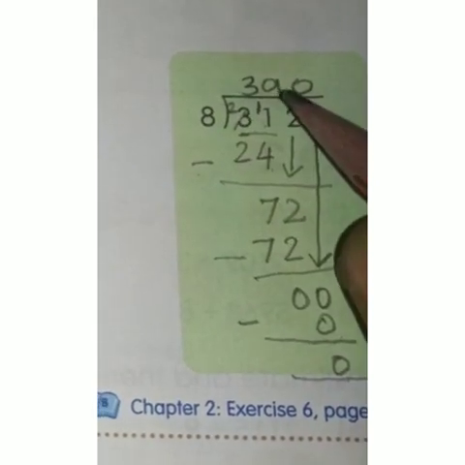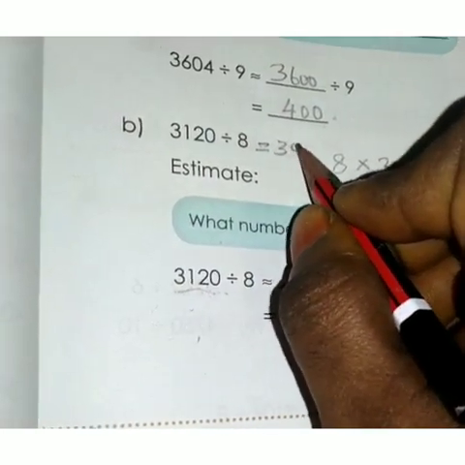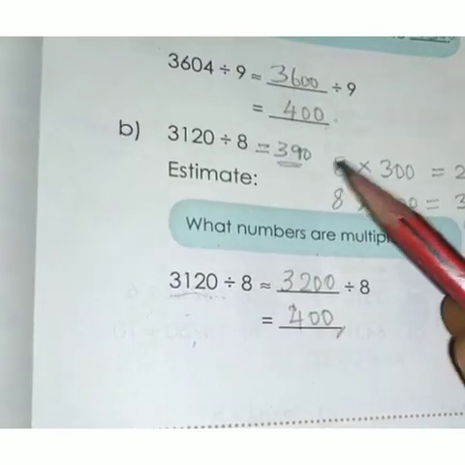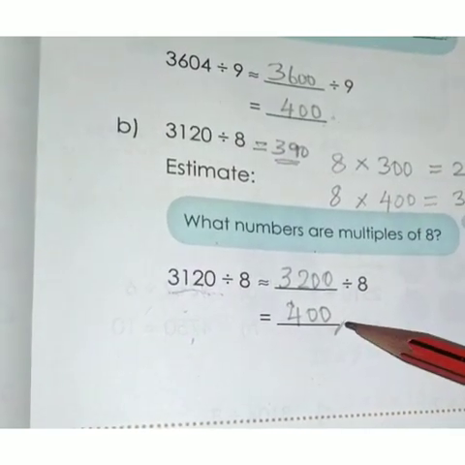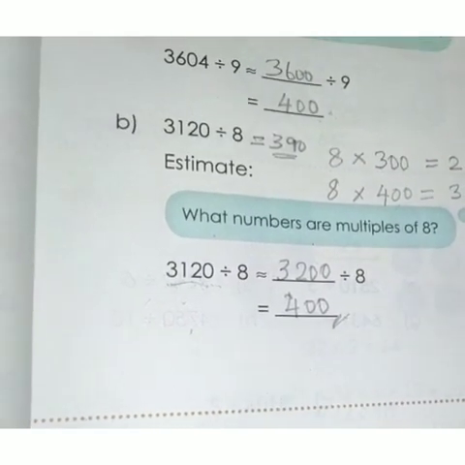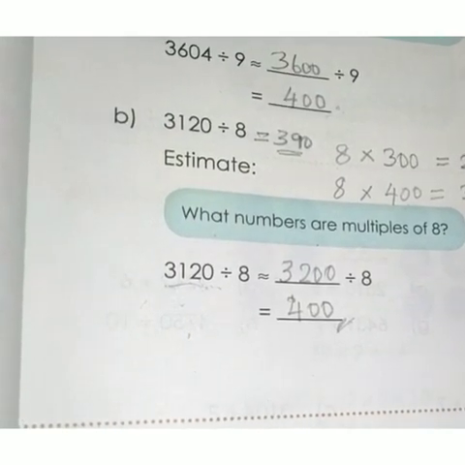So by using the normal division method, you will get the answer as 390. 390 is nearest to 400. So our calculation part is right. The estimated value is nearest to the normal division method.